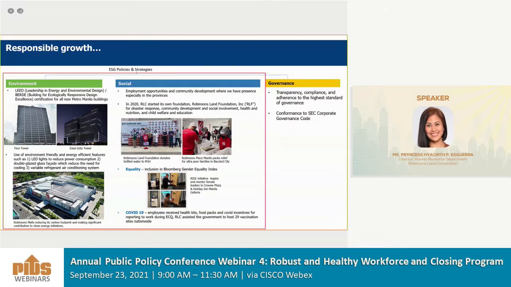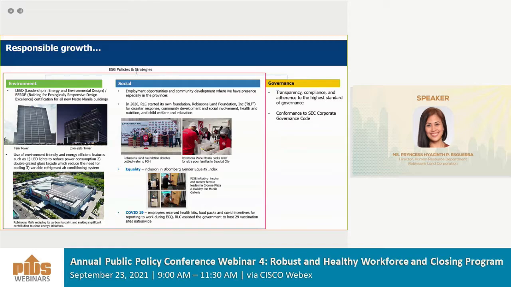On the social space, we provide employment opportunities and community development where we have presence, especially in the provinces. For example, our Robinsons Land Foundation responded to disaster awareness, community development and social involvement, health and nutrition, child welfare, and education. We donated bottled water to PGH, and Robinsons Place Manila provided relief packs for ultra-poor families in Bacolod City. Our social agenda also recognized the need to have balanced leadership in terms of gender.